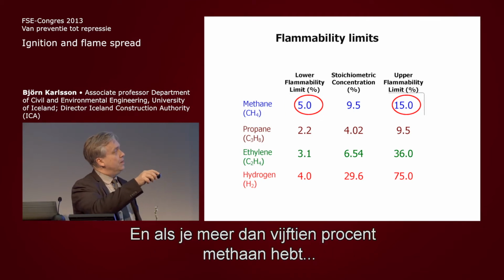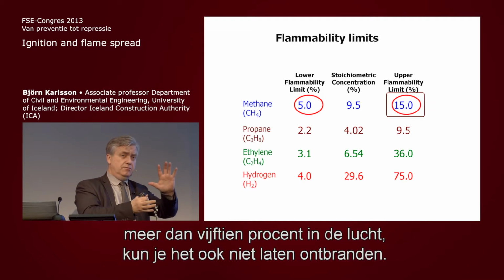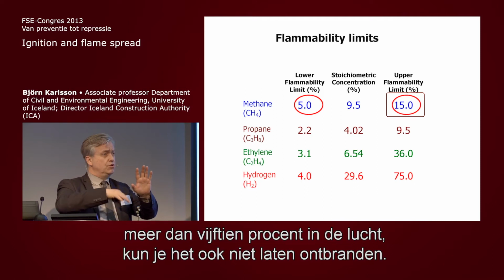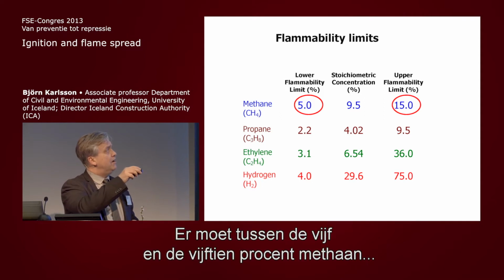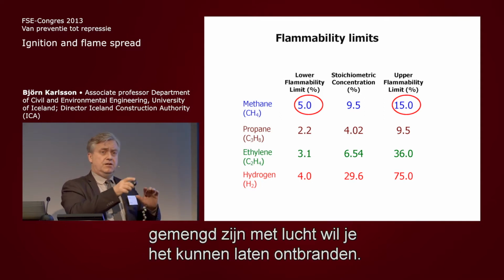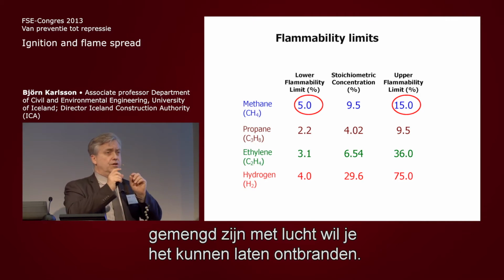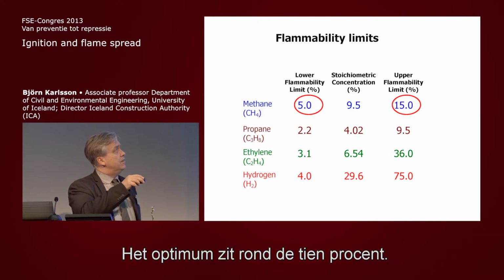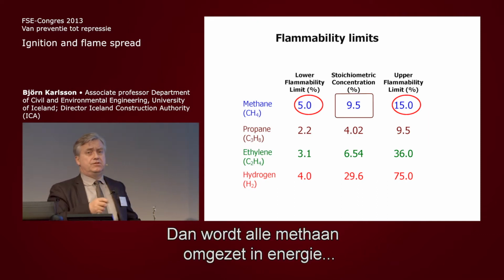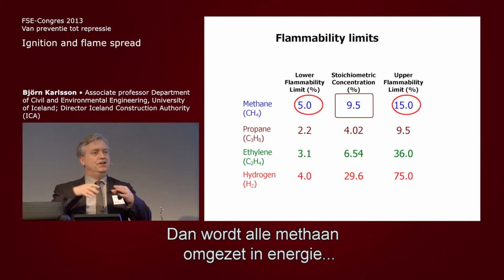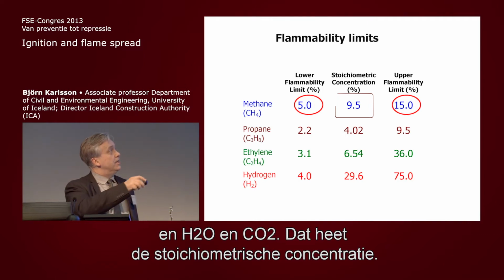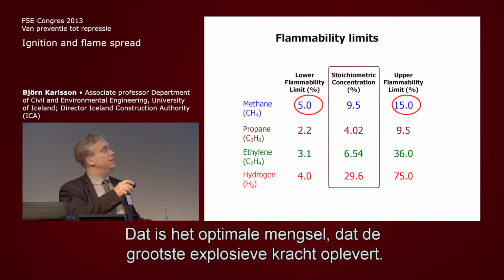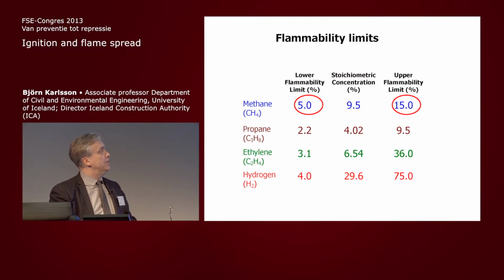Also, if you have more than 15% methane in the air, you will not be able to ignite it either. Methane will have to be somewhere between 5 and 15% mixture with air if you want to ignite it. The optimal is somewhere around 10%. That's when all of the methane will turn into energy and then H2O and CO2. So it's called the stoichiometric concentration. It's the optimal mixture where you get the most explosive power.